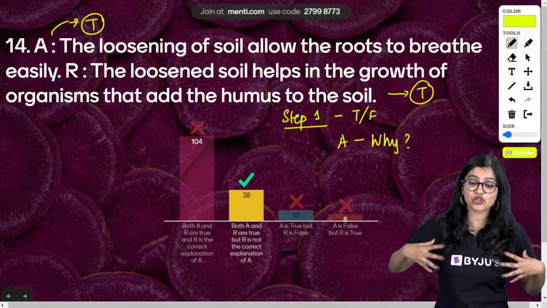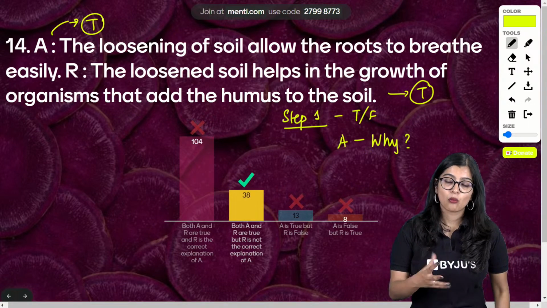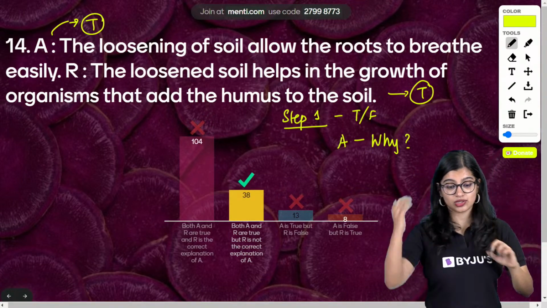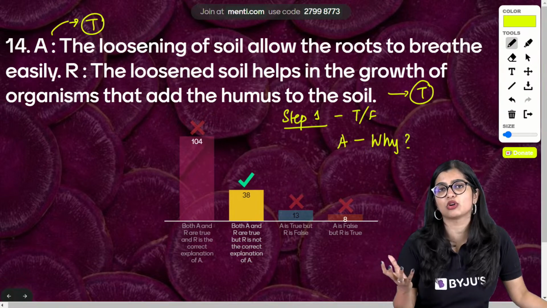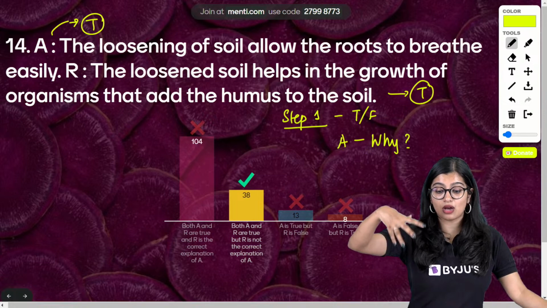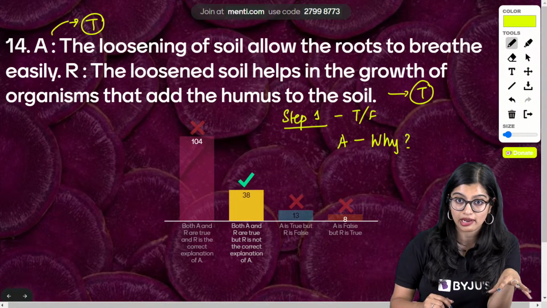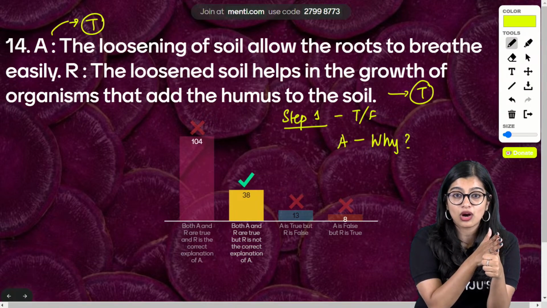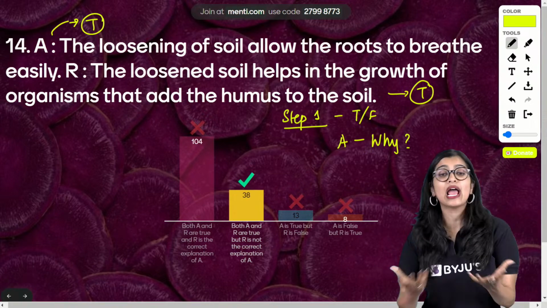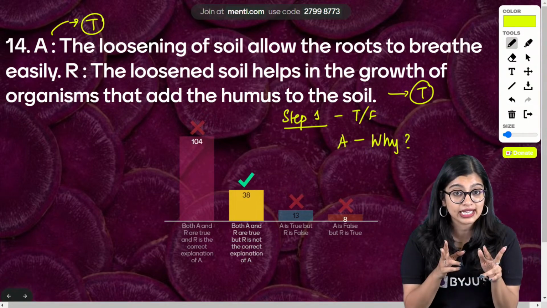Now, the loosening of soil allows the roots to breathe easily. Why? Why does that allow? If you ask yourself, we know that it's not because it helps in growth of microorganisms, but rather we know that loosening of soil will allow the roots to breathe easily and they'll be able to penetrate deeper into the soil, right? But of course, we see that loosening the soil will also help in the growth of microorganisms because it has gotten aerated. Are we clear now?